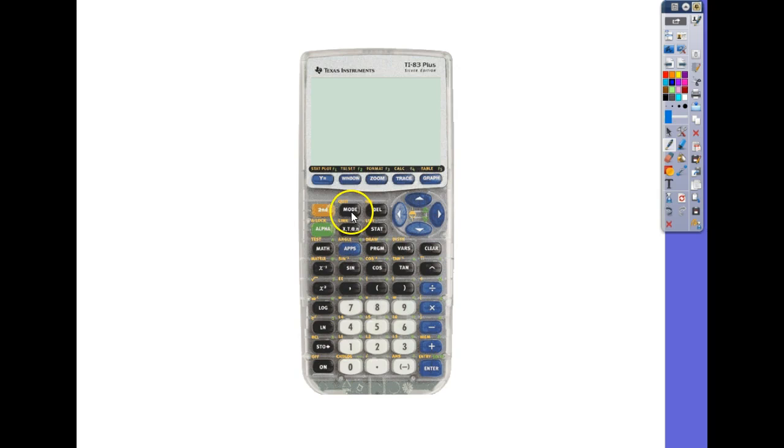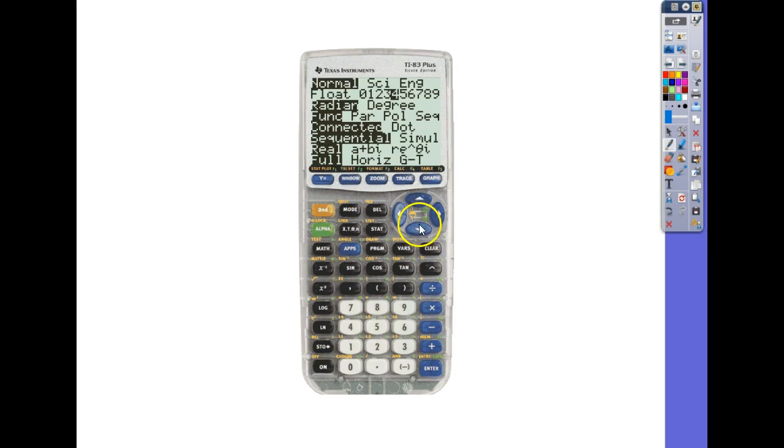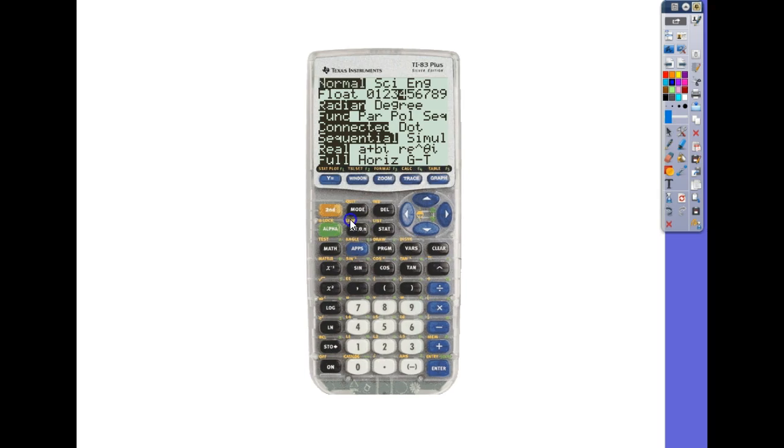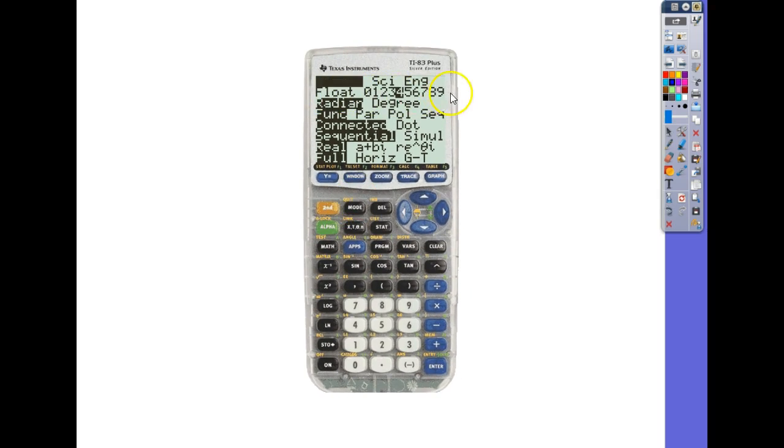And so right here on the calculator, push the mode button. The mode button right there, and then this second row is what controls the decimal. The first row, we always want to be normal. And then on the second row, you can set it to however many decimal places you want. We want to set it on 4 and then push enter if it's not already set like that for you.